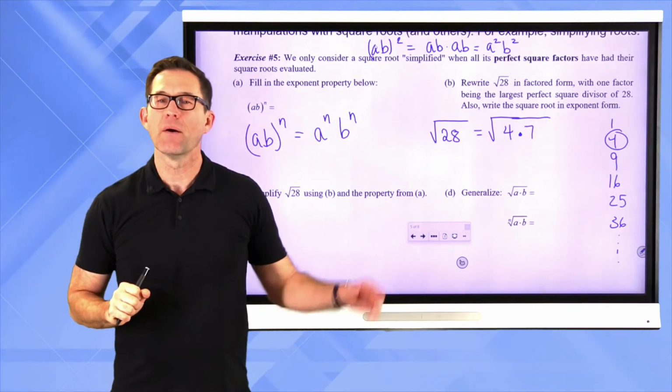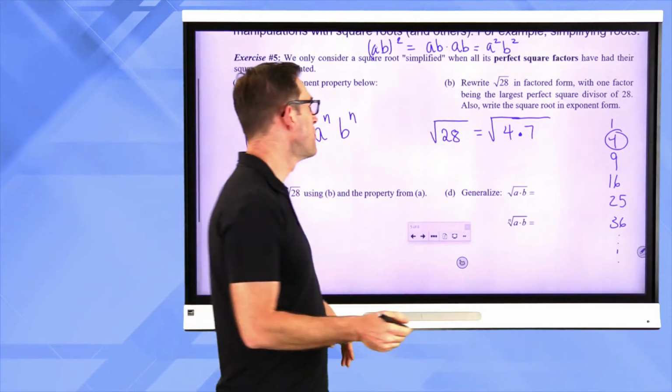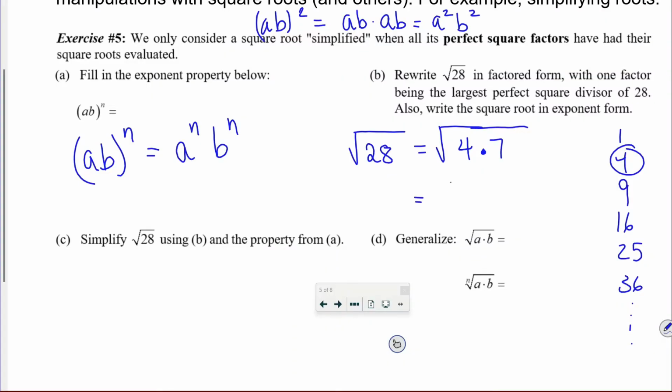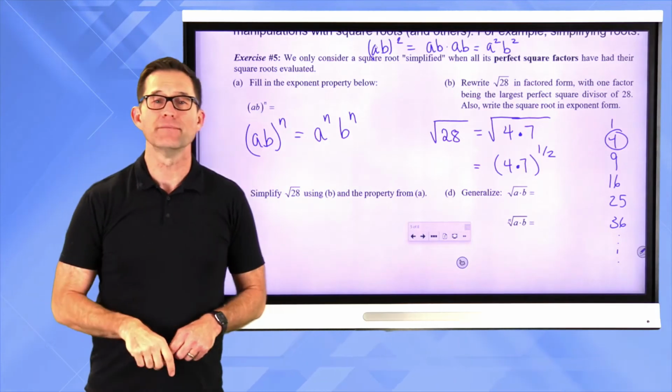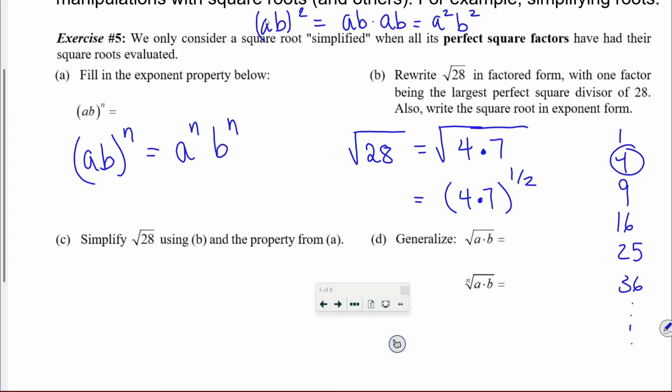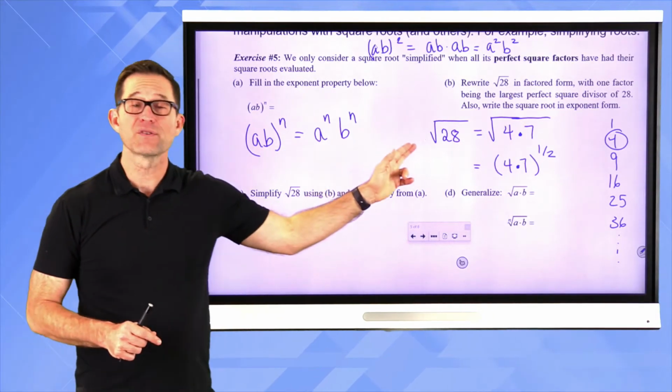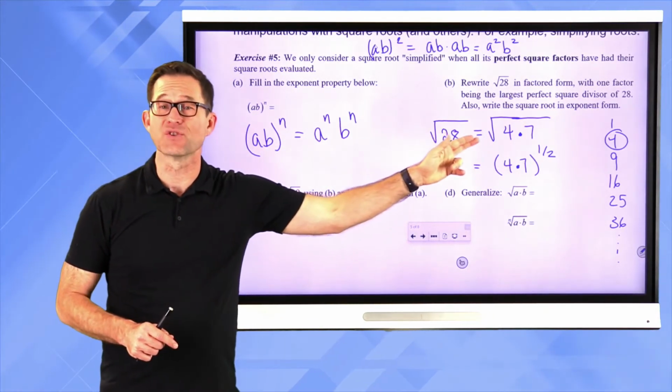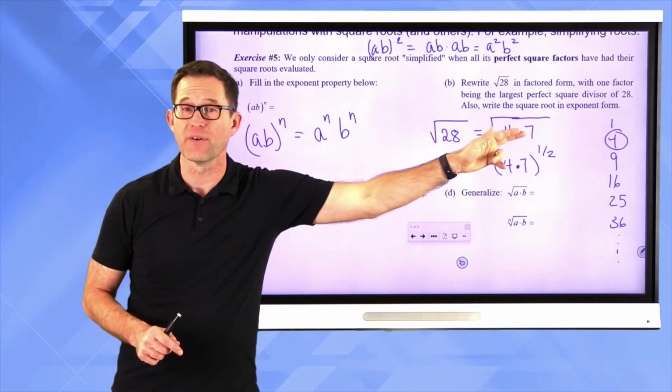All right. Now it said also write the square root in exponent form. So in other words, I can say all of this is equal to (4 times 7) to the 1/2. Okay, great. So now let's take a look at letter C. Simplify the square root of 28 using B and the property from A. In other words, I can look at the square root of 28 and think of it as the square root of 4 times 7.